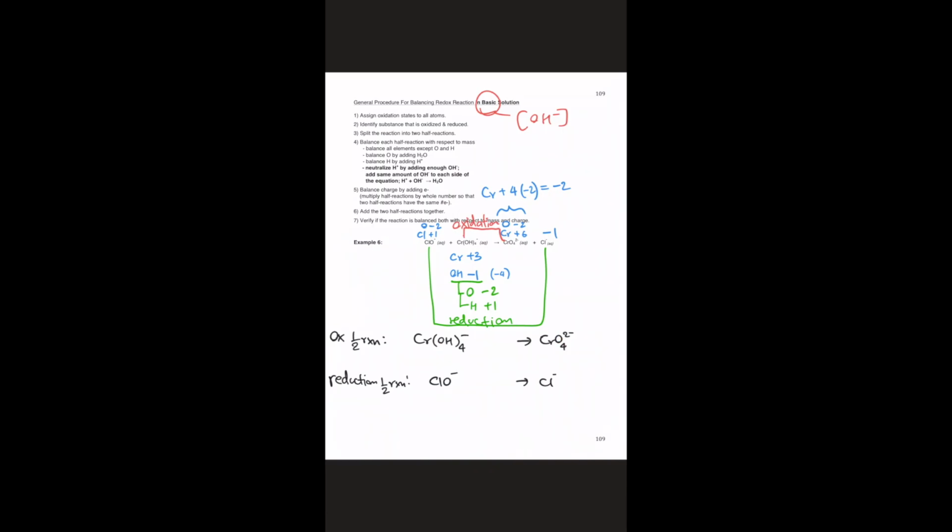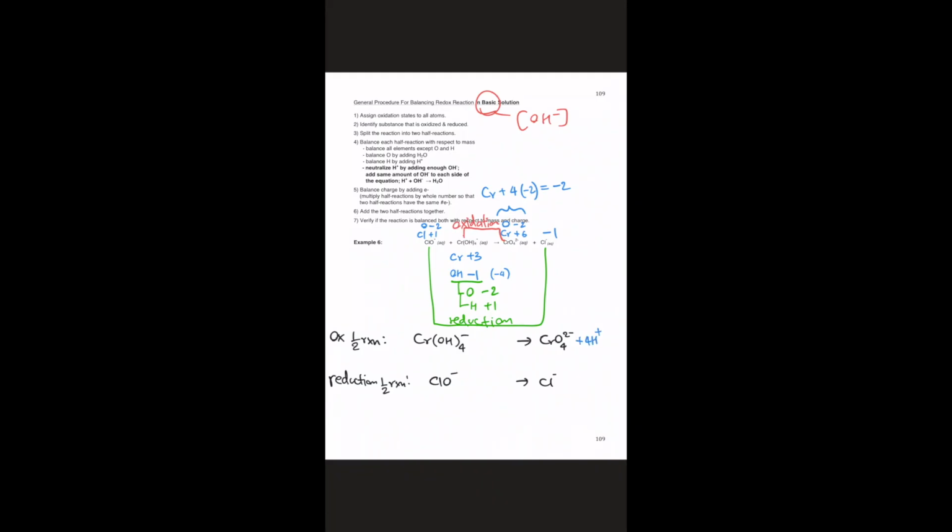Okay, but the one that is not balanced is hydrogen. Oxygen is already balanced, so you don't need to add any water. You can just leave it as it is. But because hydrogen is not balanced, you need to add the proton, similar to balancing in acidic solution. Because we have 4 hydrogen on this side, you will also need to add 4 hydrogen on the other side.